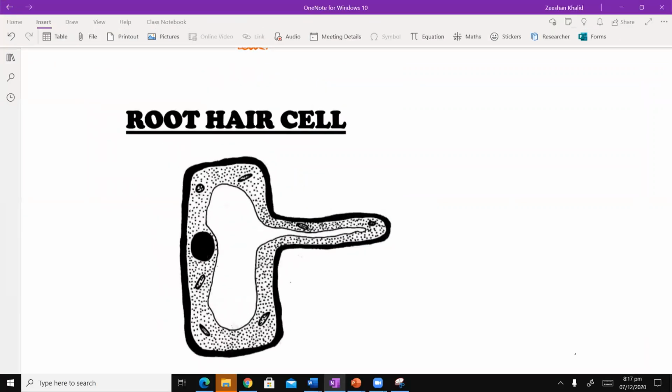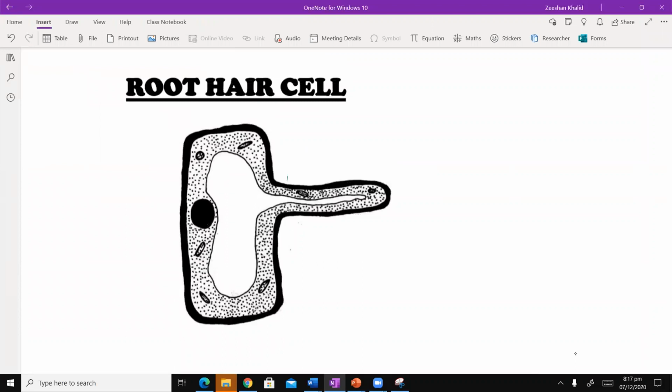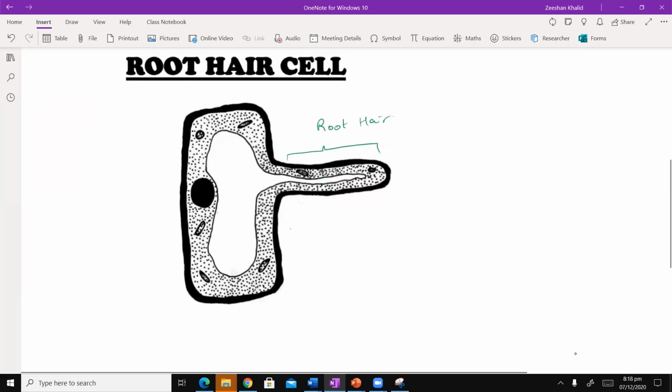So this entire cell, of course, is known as the root hair cell. This portion of the root hair cell is known as the root hair. And this is the reason why we're calling this cell the root hair cell, because of this projection, okay? And then you have the nucleus, of course, and then that's the cell wall, if you like. And on the inside, of course, you have the cell membrane.